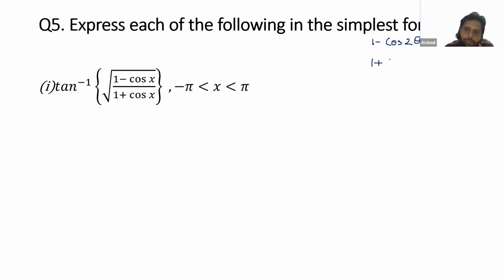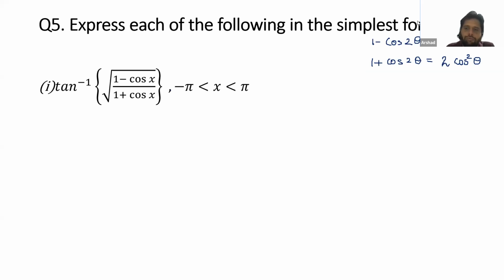And what's the formula of 1 plus cos 2 theta? It is 2 cos square theta. Please note down these two formulas. These are very important. 1 minus cos 2 theta is 2 sine square theta, so the angle will become half. Similarly, 1 plus cos 2 theta is 2 cos square theta.